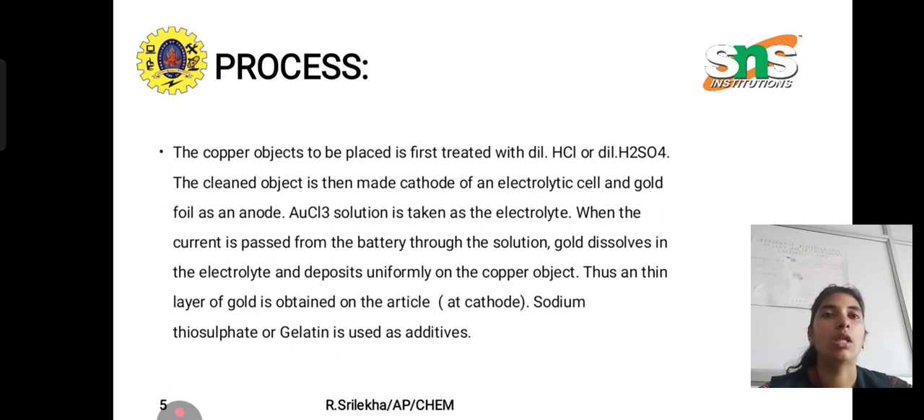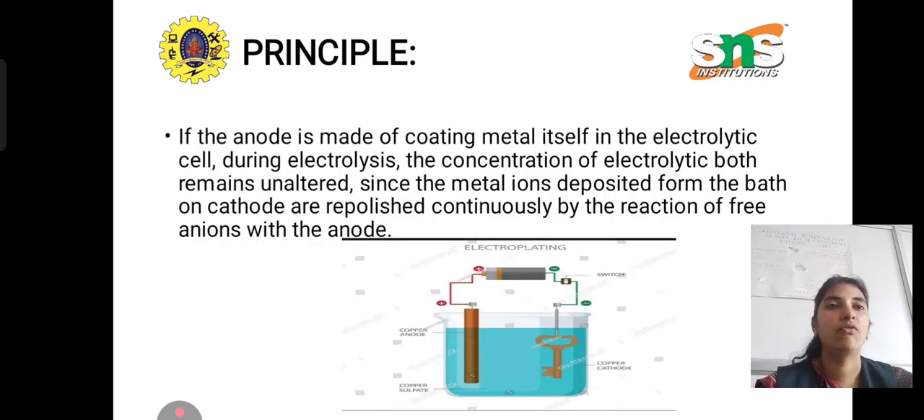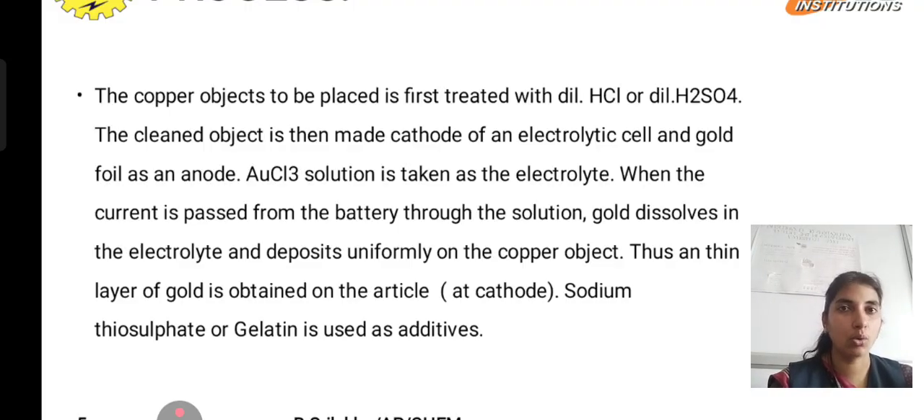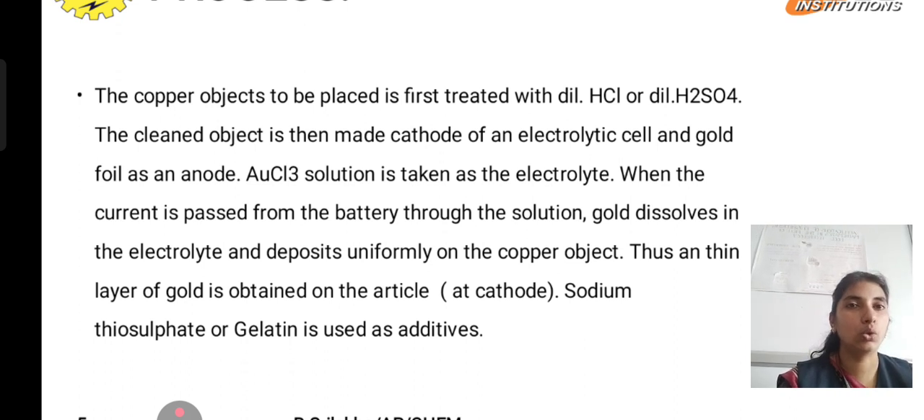The process is as follows: the copper object to be plated is first treated with dilute HCl or dilute sulfuric acid. The cleaned object is then made the cathode of an electrolytic cell, with gold foil as the anode. AuCl3 solution is taken as the electrolyte. When current is passed from the battery through the solution, gold dissolves in the electrolyte and deposits uniformly on the copper object. Thus a thin layer of gold is obtained on the article.